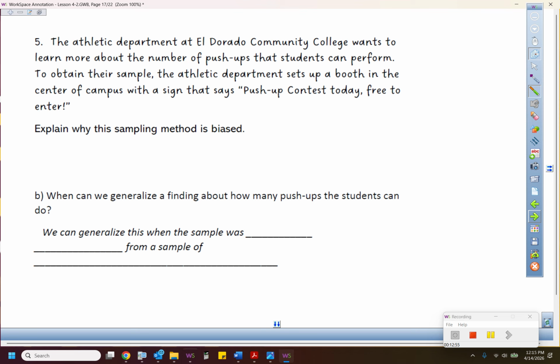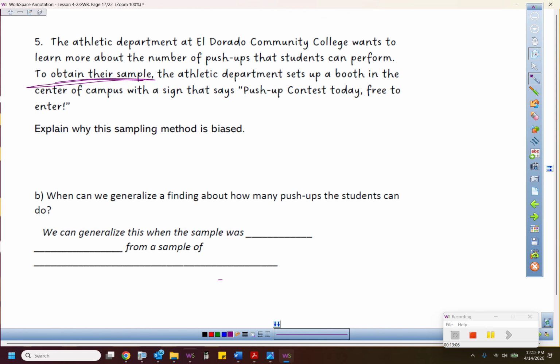And then the last one of these: the athletic department of El Dorado Community College wants to learn more about the number of push-ups a student can perform. To find their sample, they set up a booth with a sign that says, push-up contest today, free to enter. Who's signing up for that? People that can do push-ups. Would you agree? If you suck at push-ups, you're like, I don't want to be in this, right?